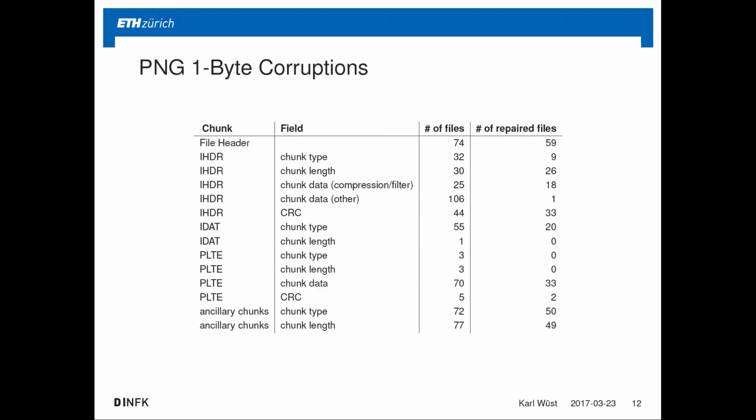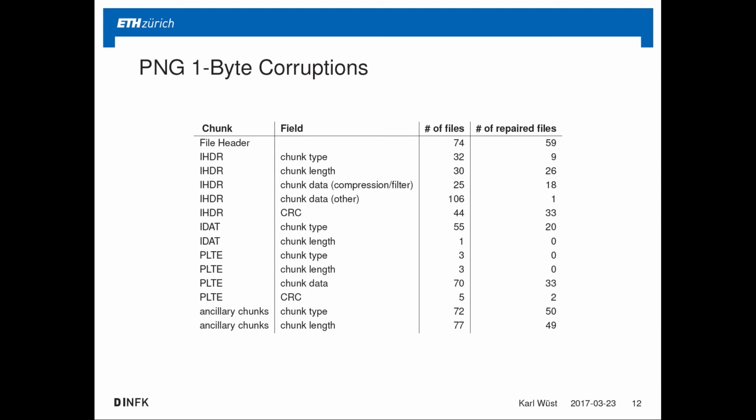Then this is some more detailed results for PNGs. PNG has a very nicely structured file format, which makes it nice to analyze. These are files with 1 byte corruptions, so we exactly know in which part of the file the corruptions are. We see with this that some corruptions are easier to repair than others, which makes sense, because if we have a file header that basically always looks the same, we should be able to repair more of these files than for some other corruptions. And we actually see that a lot of these files we can repair.